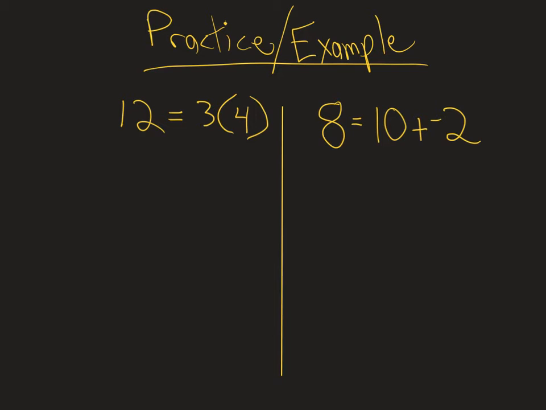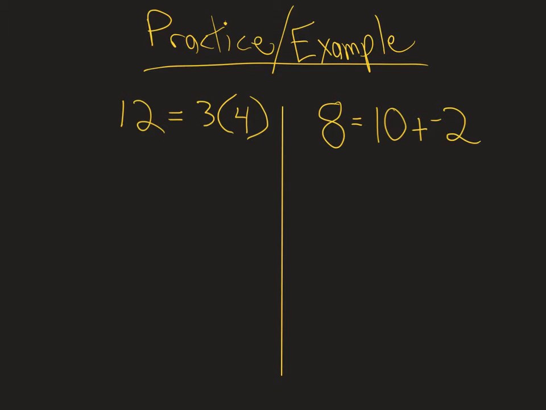Let's look at this real quick and see how this works. I've got over here 12 equals 3 times 4. Now, 12 is 12. We know that 3 times 4 is 12. So right now we can see this is a balanced equation. The equal sign is true. It's 12 on both sides.